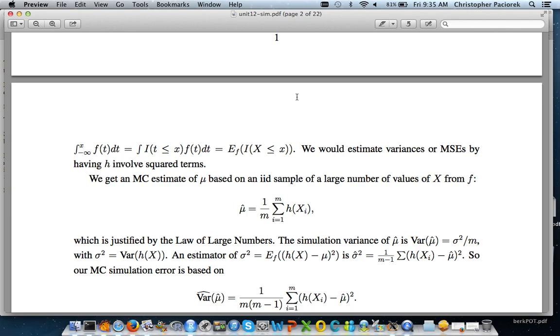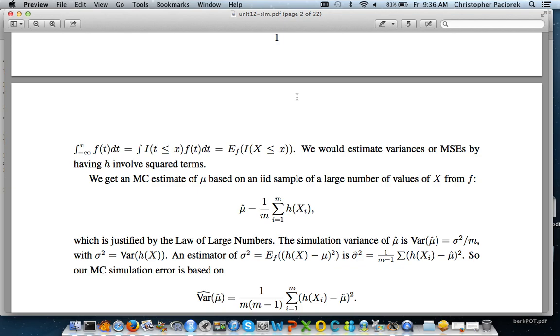What is this? I'm going to generate a simulated data set, x sub i. This could be a vector of data, it could be a whole matrix of data, it could be any form of data that I have. I'm going to take my functional h that converts the data to the quantity I'm interested in, and then I'm just going to average that over m different simulated data sets. Just like what was happening in the paper that we talked about on Monday.